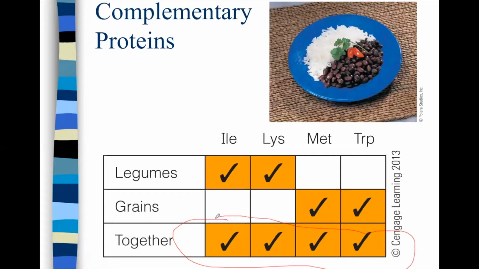However, it's not absolutely necessary. So legumes are high in isoleucine and lysine, but they're low in methionine and tryptophan. Grains are low in isoleucine and lysine, but they're high in methionine and tryptophan. So if you were to eat these together, for example, rice and beans, you would be getting all of these essential amino acids. But like I said, the thought that you have to eat these at the same exact meal is no longer really true. We know that our body can pull from other sources.